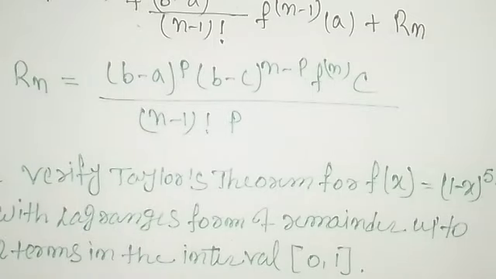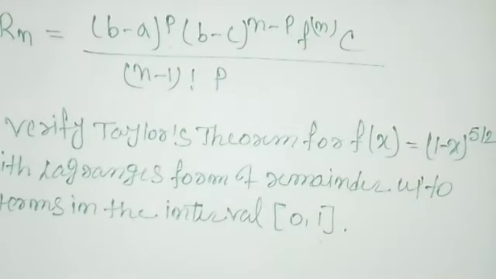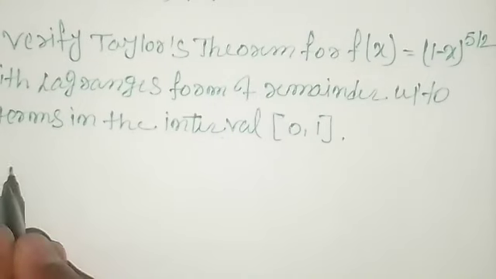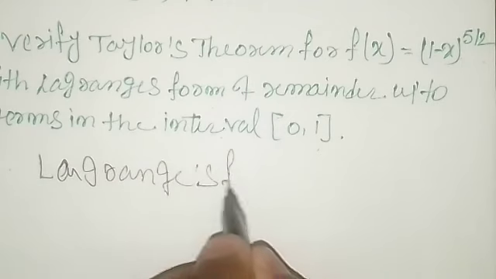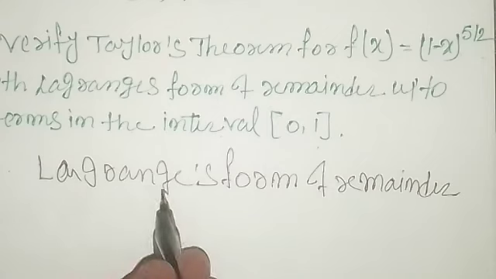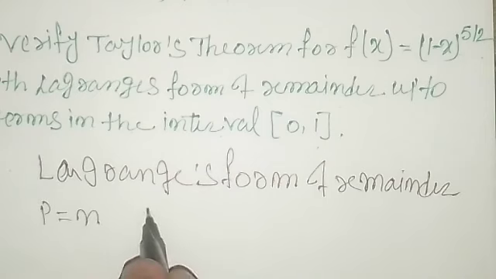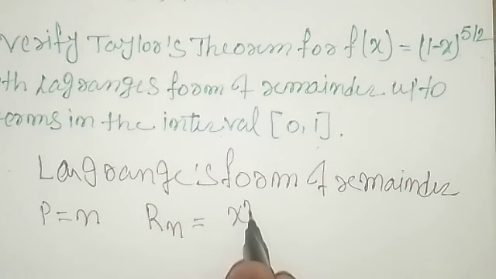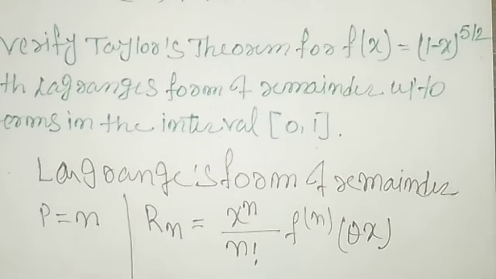Lagrange's form of remainder is what we will discuss just now, that up to 2 terms you have to use. So we can start. First of all I will tell you what Lagrange's form of remainder is. Put p is equal to n, then we have Lagrange's form of remainder Rn equal to x to the power n by n factorial into f to the power n of theta x.